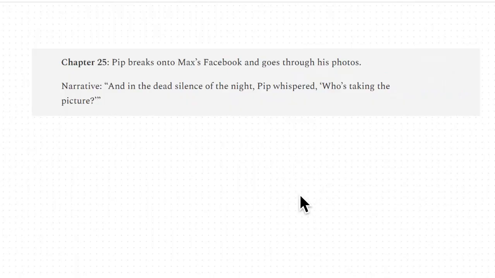In chapter 25, Pip breaks onto Max's Facebook. She finds his fake Facebook. It's not a Finsta, fake Facebook. I don't know how you do that. And she goes through his photos. And then the narrative line is, "and in the dead of silence of the night, Pip whispered, who's taking the picture?"